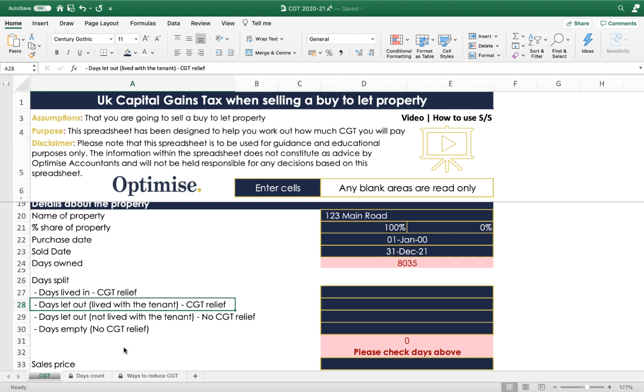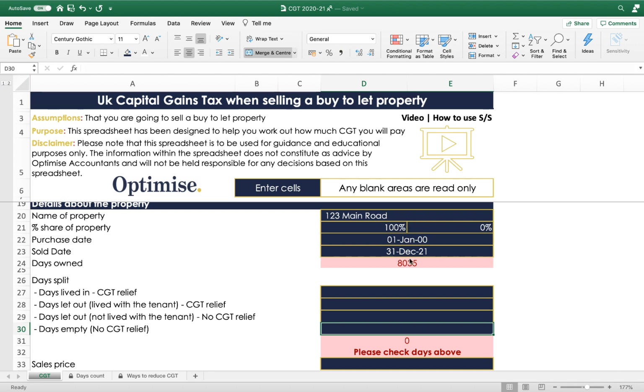Well, that's mostly unlikely, and anyway, why would you not just put in the days lived in, because you will get private residence relief anyway? Well, it's just the fact that it extends, it gives you extra allowances. But for most people, you would have this time of living in the property and then renting it out. And then finally, you've got the days that the property was empty. So there's no relief for that either.